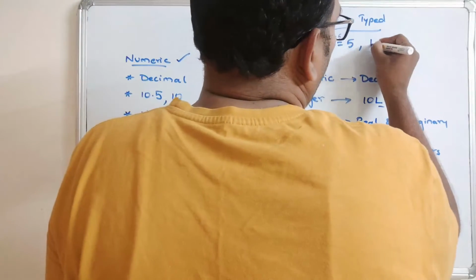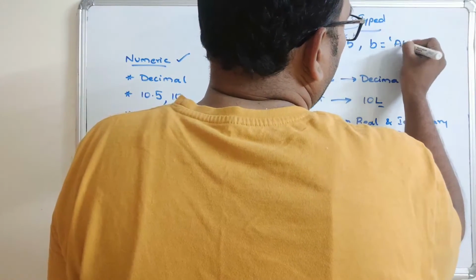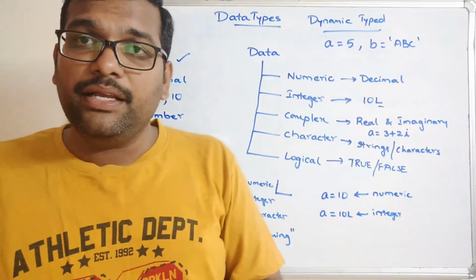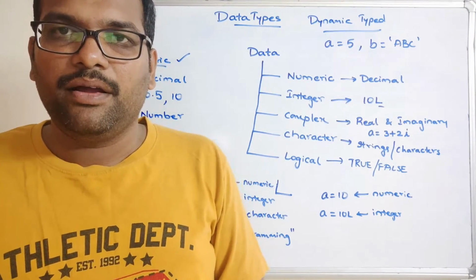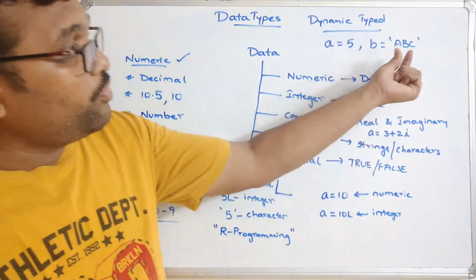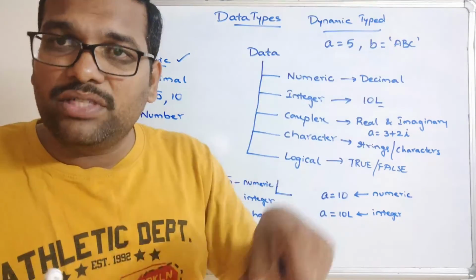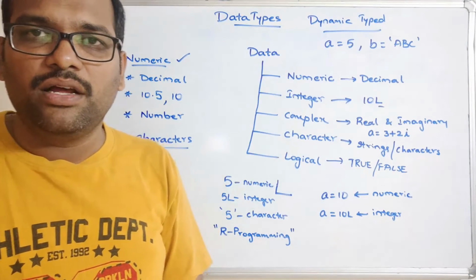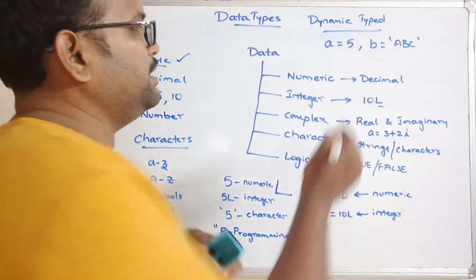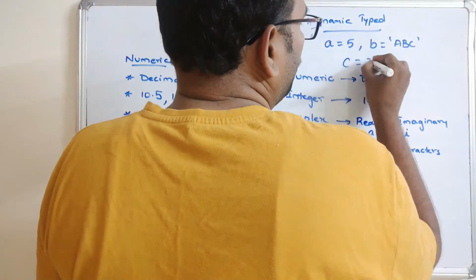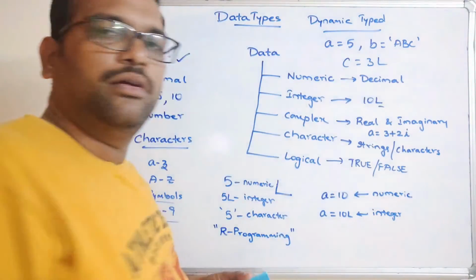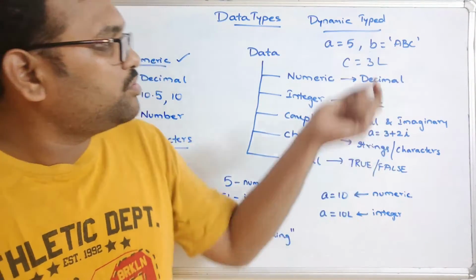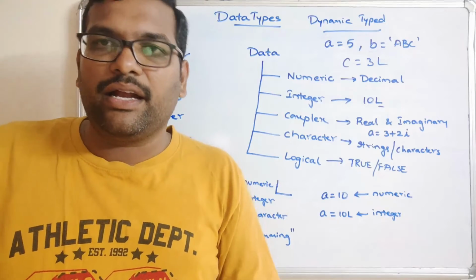For example, if B is equal to ABC, now the data type of B is character, because we are giving a group of characters enclosed in single quotations. It can be enclosed in single or double quotations, that doesn't matter. Similarly, if C is equal to 3L, the number ends with L, which indicates an integer, so C will be the integer data type.